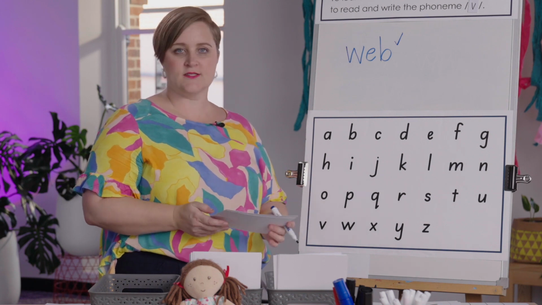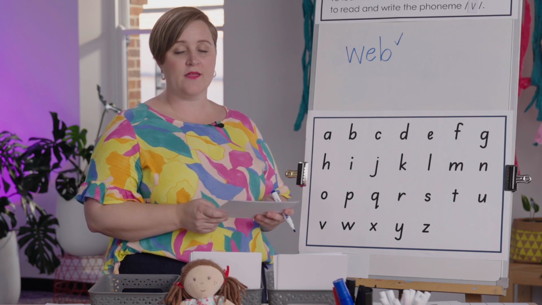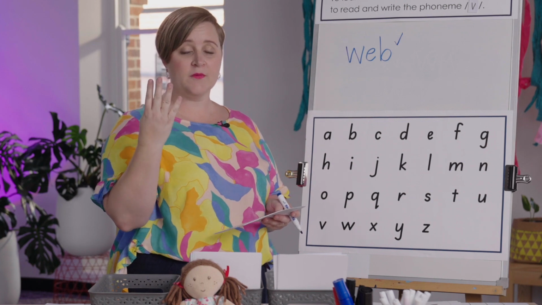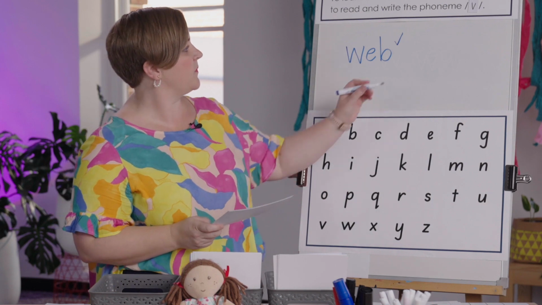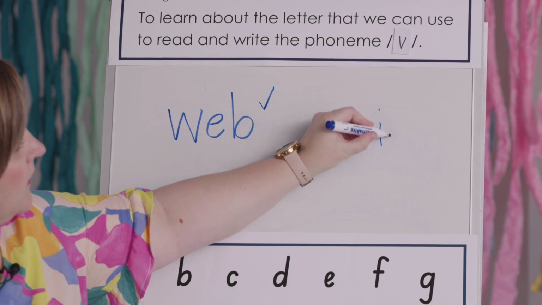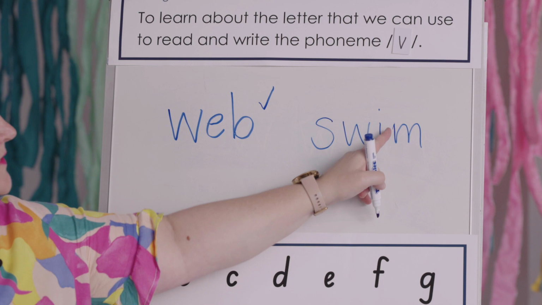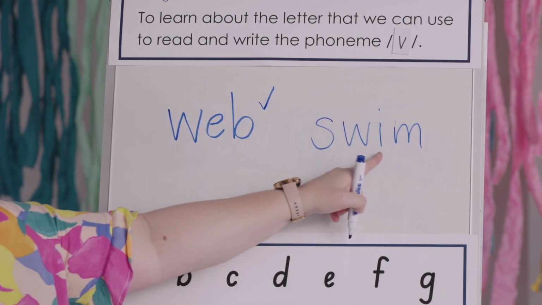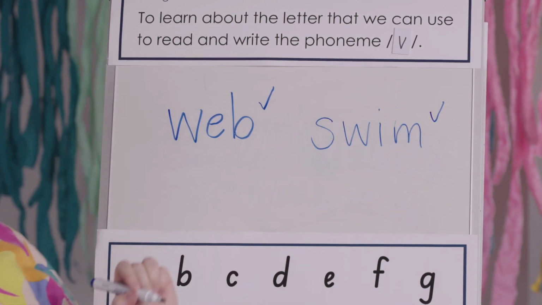The word is swim. What word? Swim. Let's tap out those phonemes. S, w, i, m. How many phonemes? 4. Off you go. Sound it out as you write it. S, w, i, m. Oh, my m's a little bit funny. I'll fix that up. How did you go? Does yours look like mine? S, w, i, m. Swim. Tick or fix. Well done.